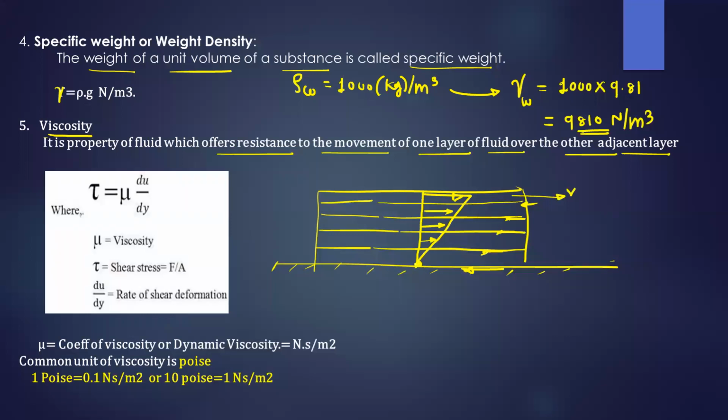So the significance of viscosity you can observe if you consider two liquids. One is honey, and second is water. So which is having the highest viscosity? Honey will have the highest viscosity. So its viscosity is greater than the viscosity of the water.